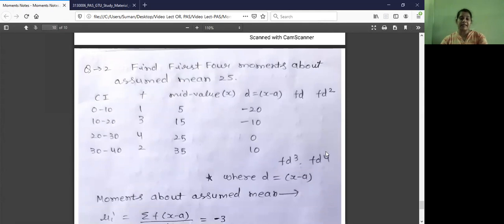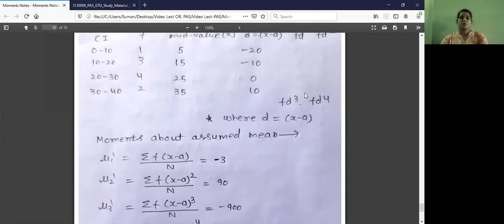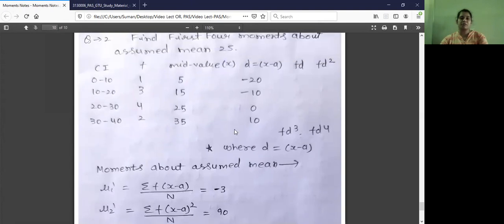That means the next four columns are f(x minus x bar), f(x minus x bar) whole square, f(x minus x bar) whole cube, and f(x minus x bar) whole raised to the power 4. That means if we use the assumed mean, we multiply f into x minus a, and if we use the actual mean, we multiply f into x minus x bar. Got it? So this is the topic of the moments, the first four moments.